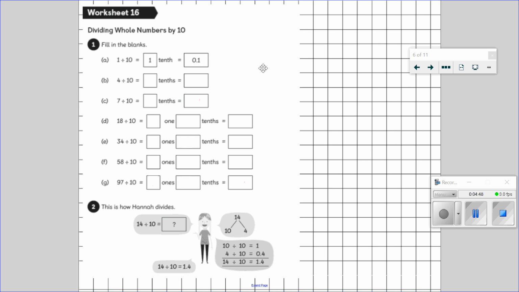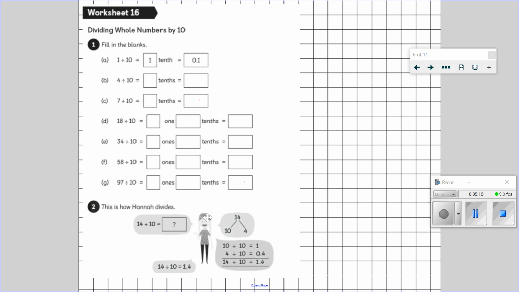So here we have the worksheet, and we need to fill in the blanks. First one's been done for you. 1 divided by 10 gives us 1/10. And then you need to write it as a decimal, 0.1. And here we get to our 2-digit numbers, 18 divided by 10. You'll need to put how many ones, how many tenths, and then write it as a decimal.